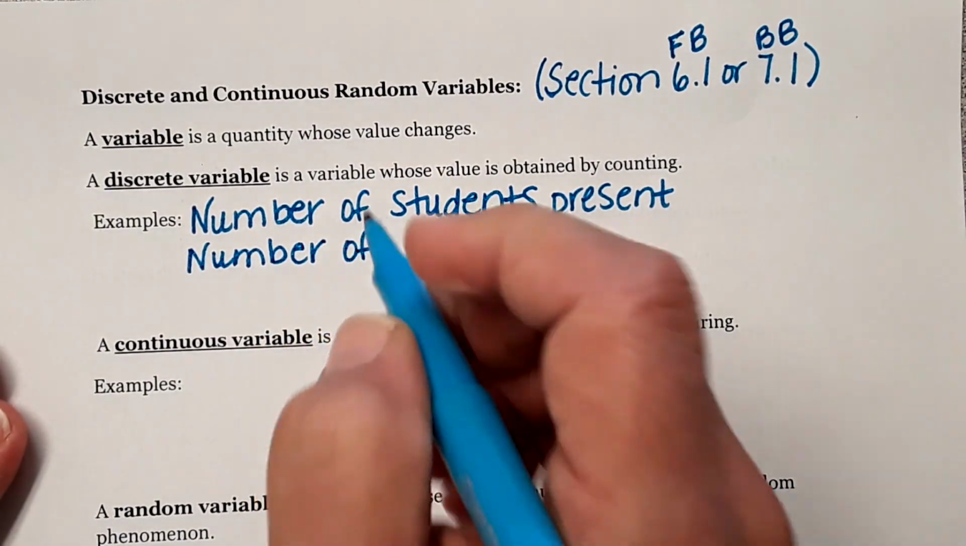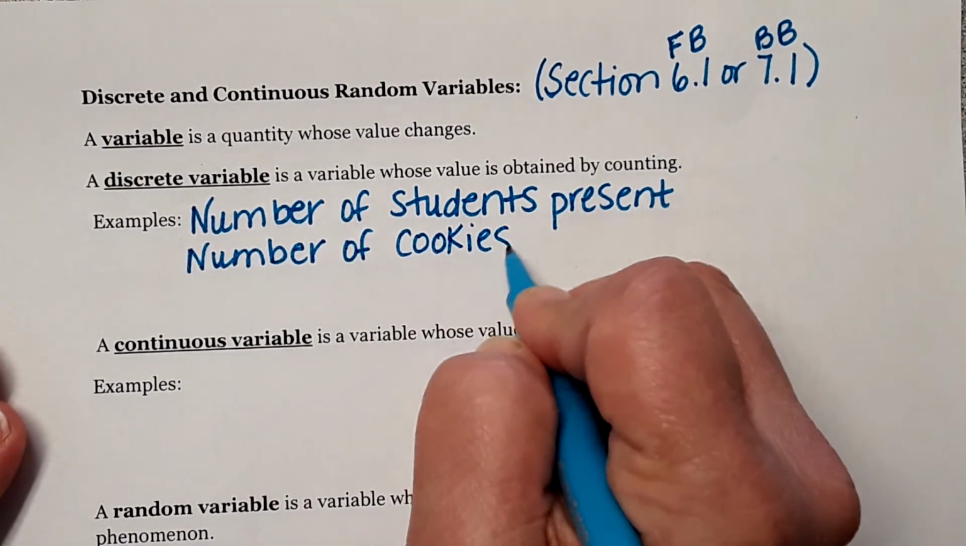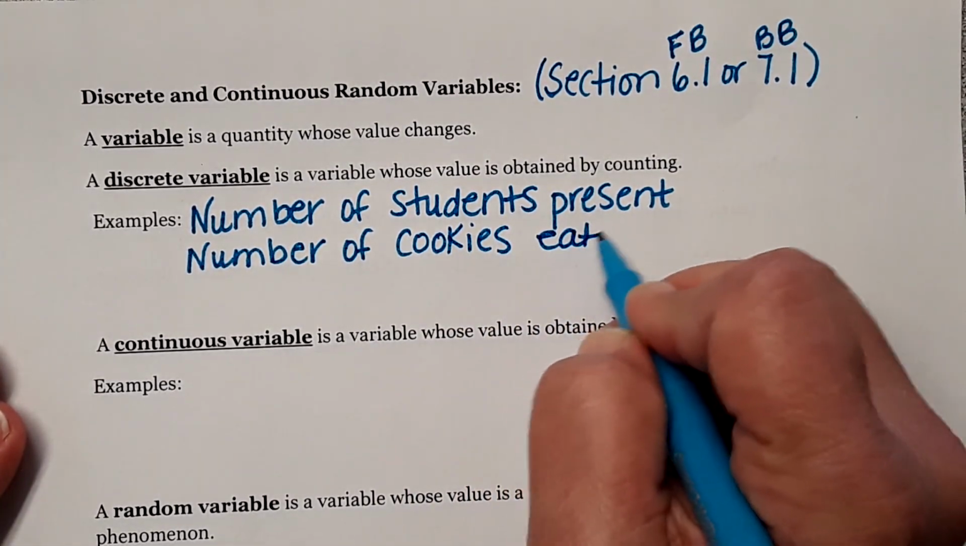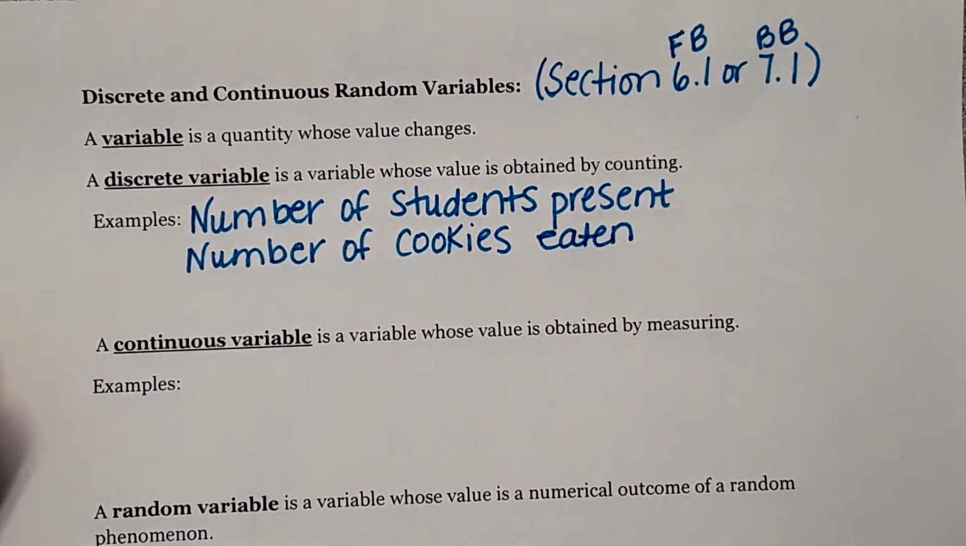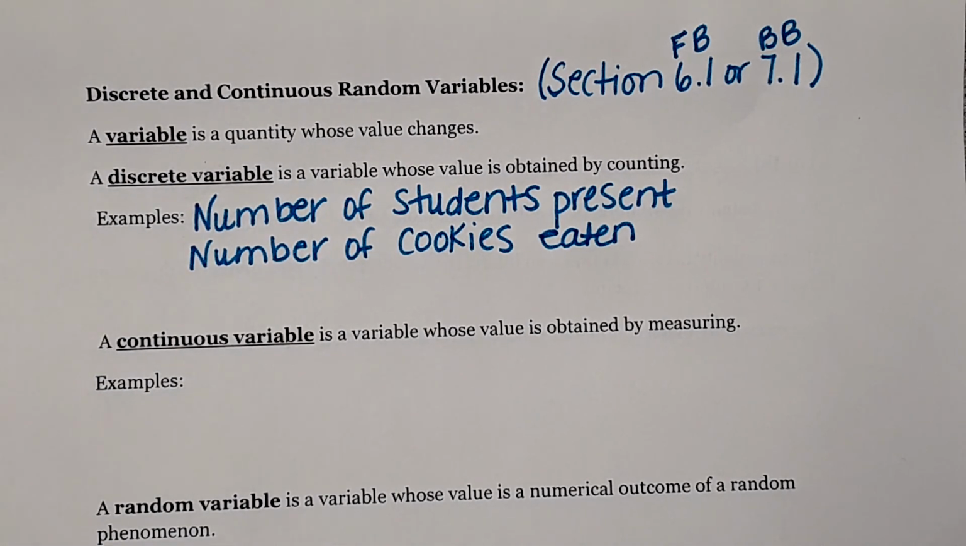Number of cookies eaten. You don't ever say I ate 5.5 cookies. So how many cookies did you eat? Apparently last year, the number of F's on the probability test. That's apparently what I wrote.